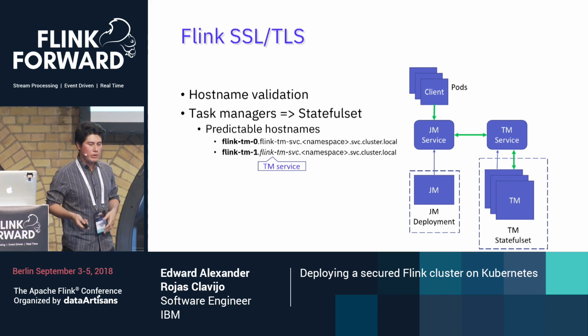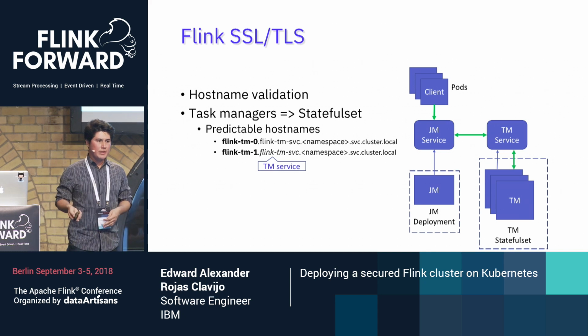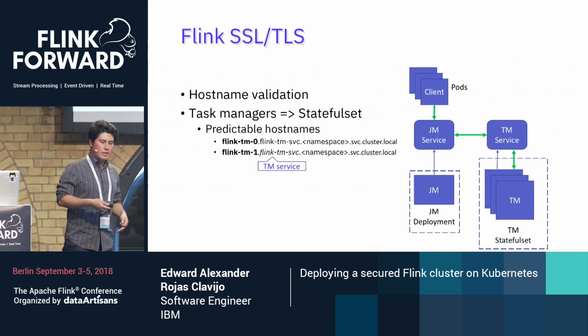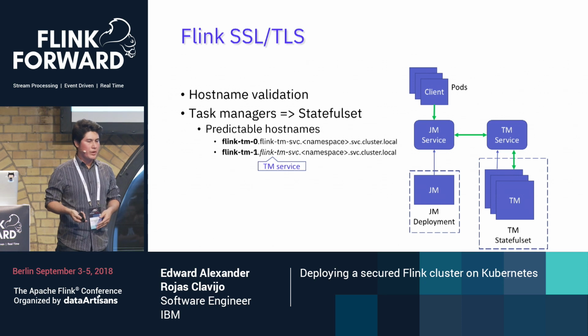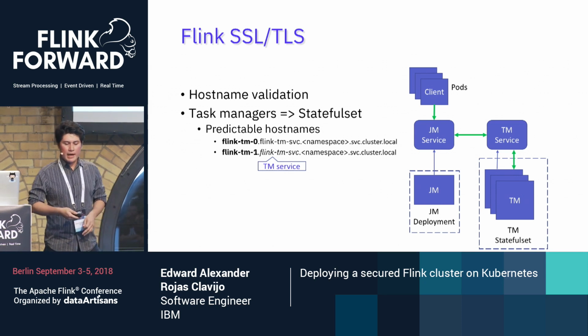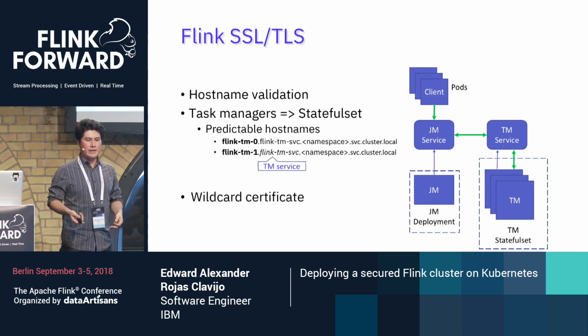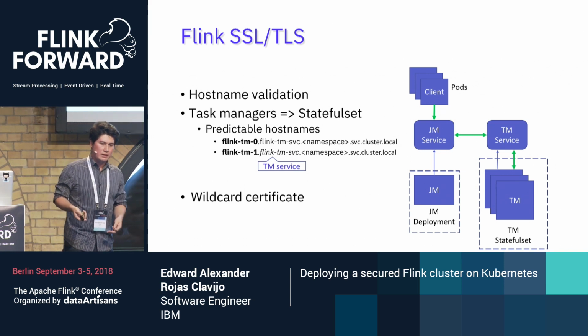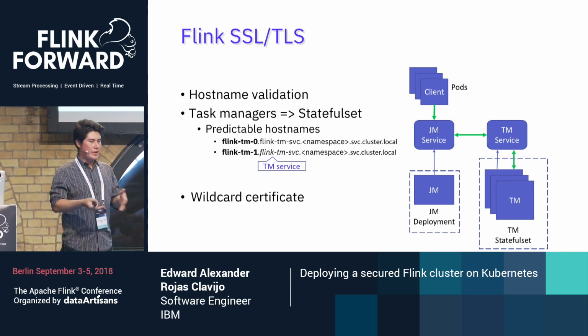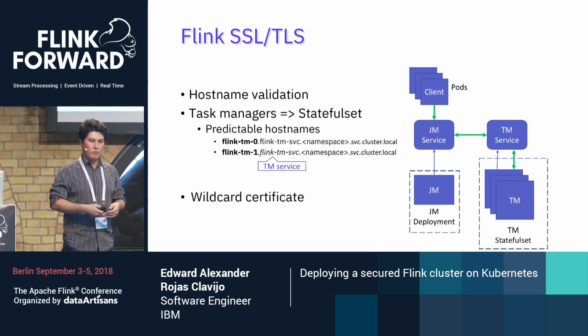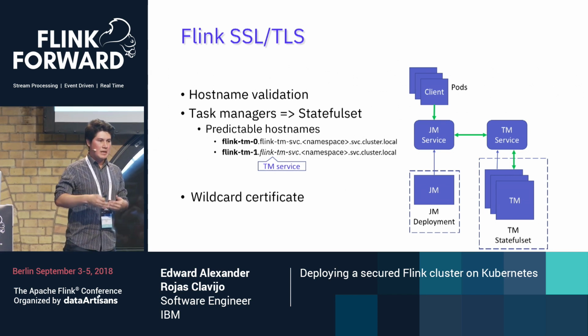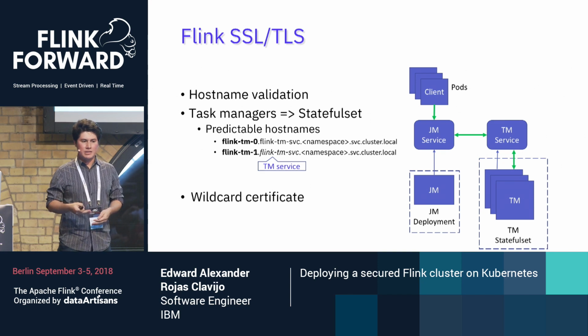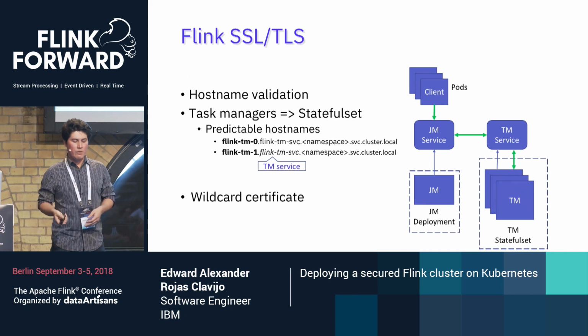So from that, if we want to issue certificates for the cluster components, for the job manager, we can use the host name that we create with the service. And for the task managers, we can create a wildcard certificate, because we know how the host names are created, and we always have the name of the task manager, and the only thing that changes is the number at the end. So we can add a wildcard here. From this, we have a certificate that is valid for all the task managers.